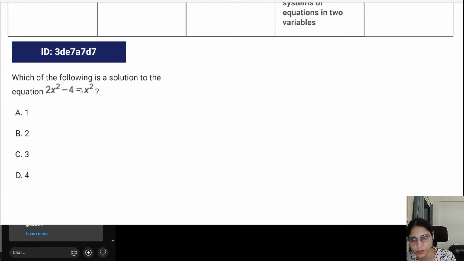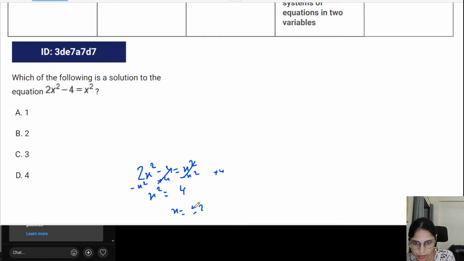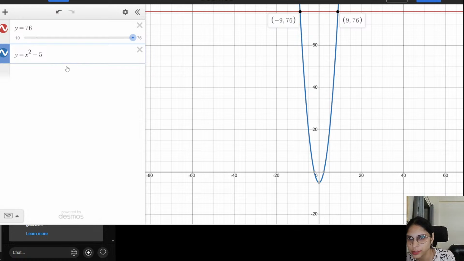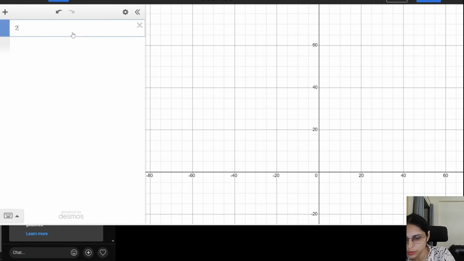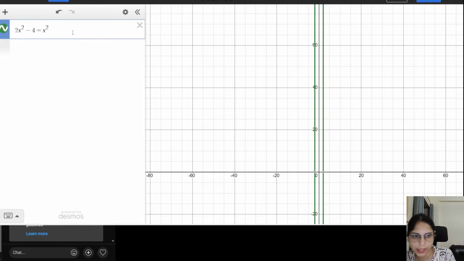Question 23. Which of the following is a solution to the equation 2x squared minus 4 is equal to x squared? Again, you can either put this in Desmos, or you can just do a little manipulation. x squared comes here, it will become x squared equals 4, because you're subtracting x squared and adding 4 on both sides. So x should be plus or minus 2. Minus 2 is not there, so just plus 2. Or, like I told you, you can also do Desmos: 2x squared minus 4 is equal to x squared, and as you can see, 2 and negative 2 are your solutions.